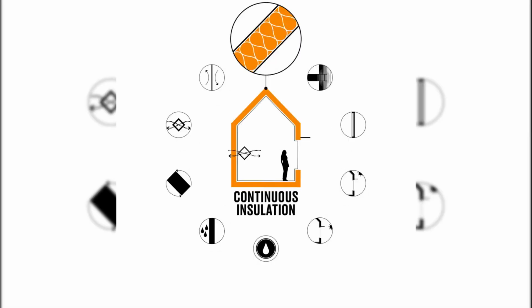Let's learn about continuous insulation. It's like putting a warm coat on your building. It wraps the entire structure so there are no gaps. In winter, it keeps the heat in. In summer, it blocks the heat out. It also keeps wall surfaces warm, so there's no condensation or hidden mold.